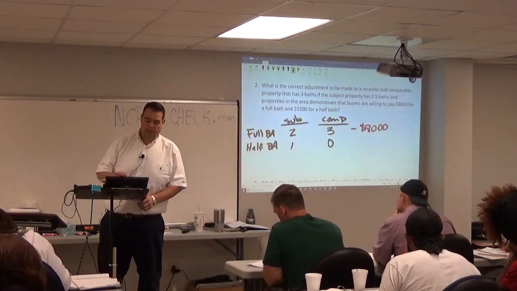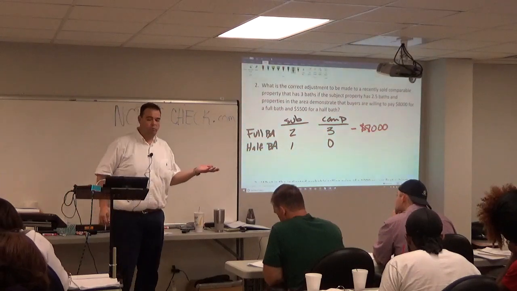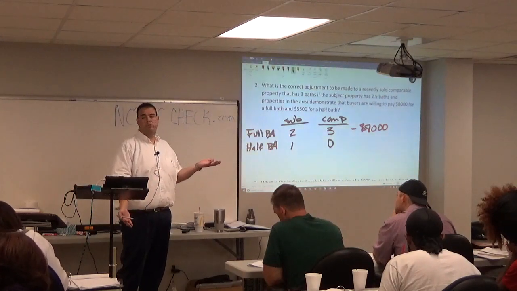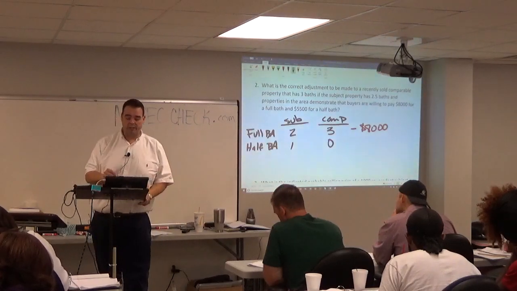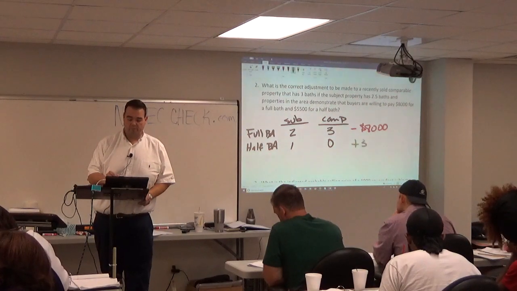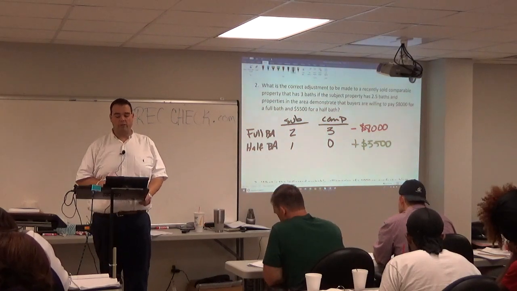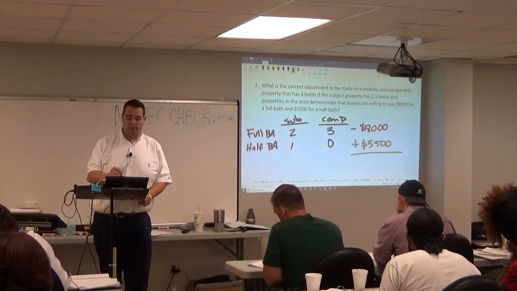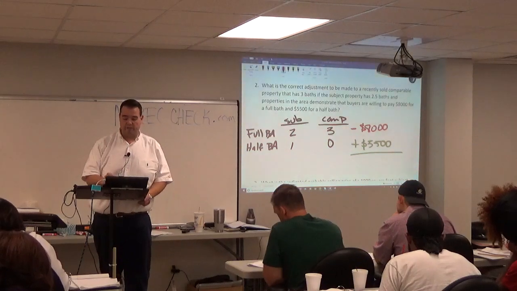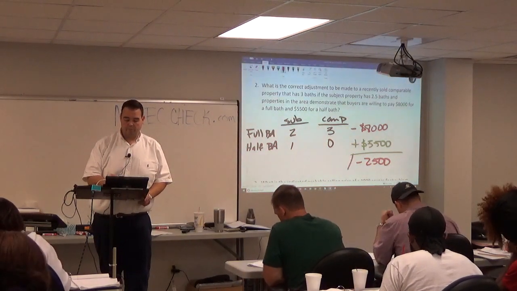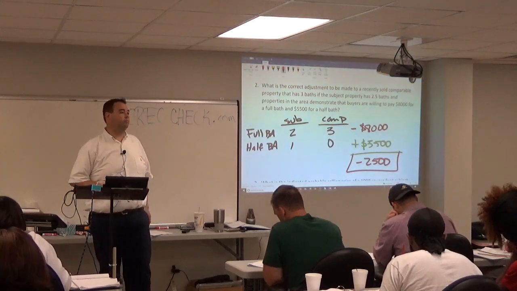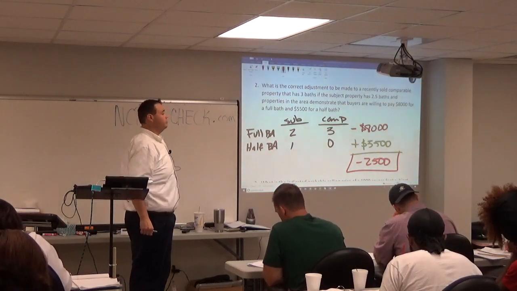And then with the half baths, the subject is 1, the comp is 0. So which way am I adjusting? Up. And so that's plus what? 5,500. And they want to know what the correct adjustment is. Well, overall, that's negative, what, $2,500? Negative 2,500.